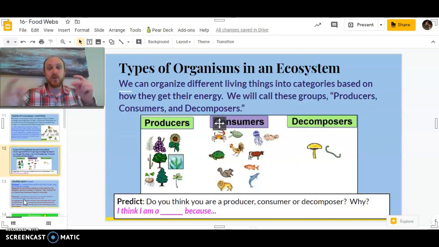Okay, so for this unit, we're looking at three types of organisms. We can organize all these living things into three groups. We call those groups producers, consumers, and decomposers.